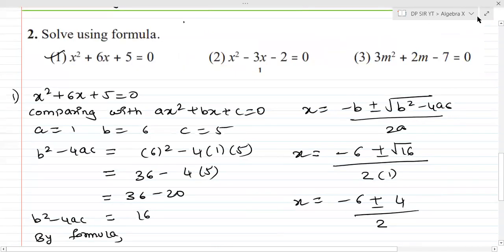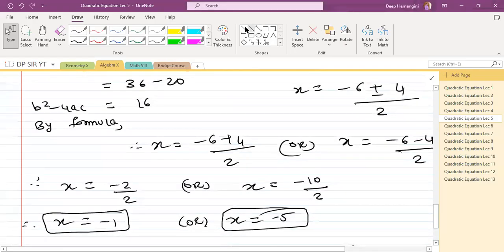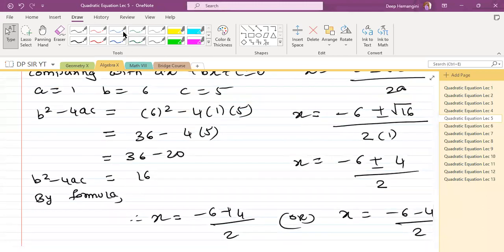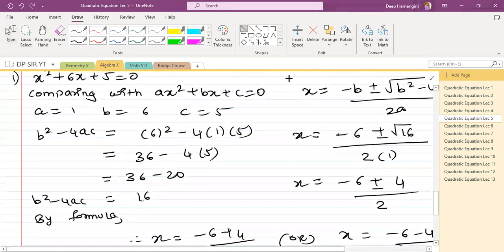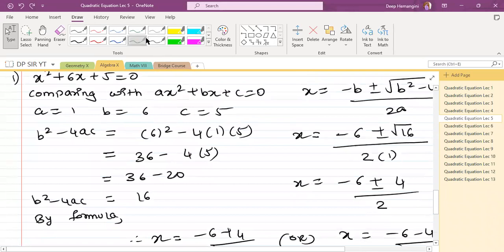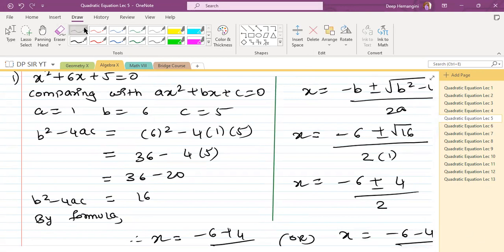I hope there is no doubt. First we compared it with the standard form, then we found the value of b square minus 4ac, which is known as delta. We found the value of delta, to be very honest, rather than substituting I would say found it, and then we substituted it in the provided formula. Okay, shall I go ahead?